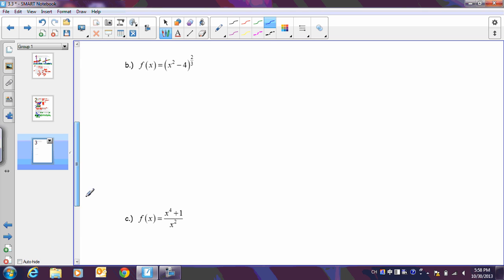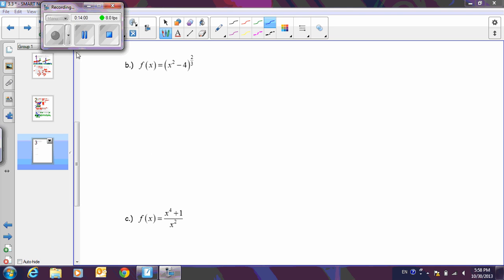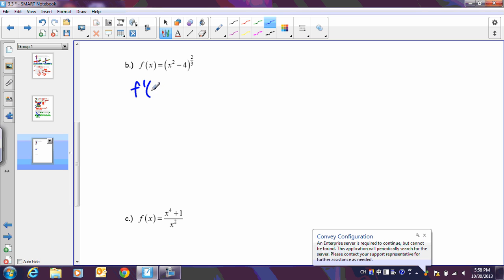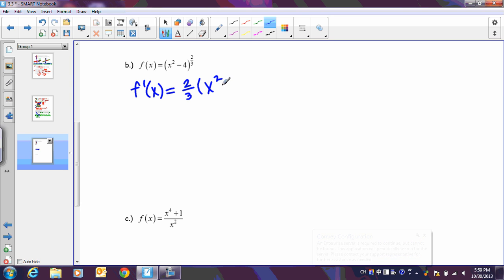All right, we're going to do one more example. Anytime you're giving these, by the way, I skipped A and went to B, so go straight here. So I'm going to do f prime of x equals, I'm going to bring down that 2/3. This is now going to be x squared minus 4 to the negative 1/3, and inside parentheses I'm going to put a 2x because I need to use the chain rule here.